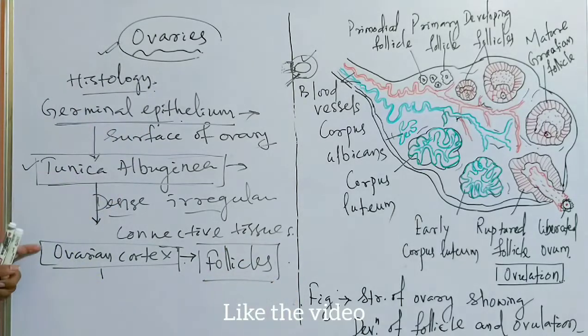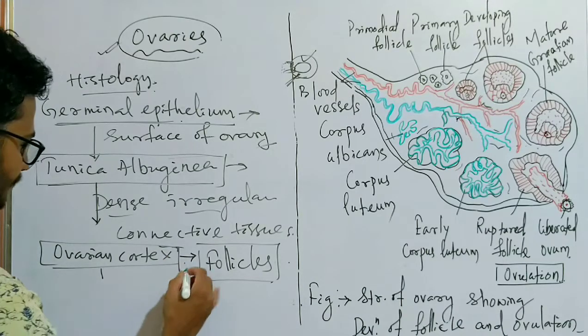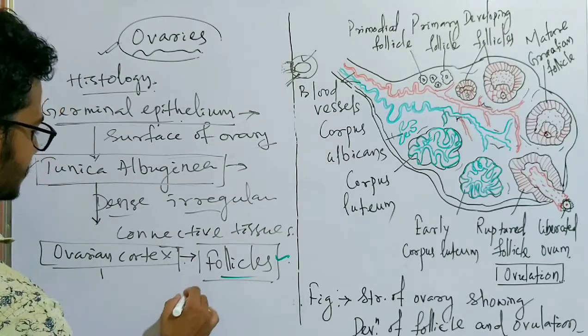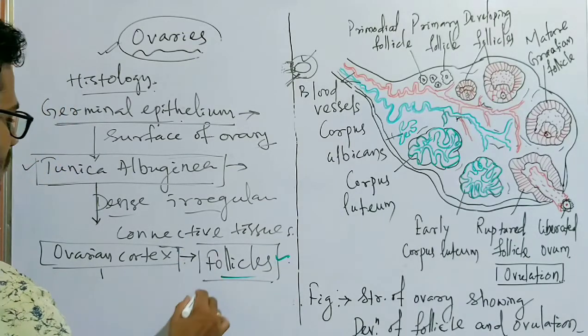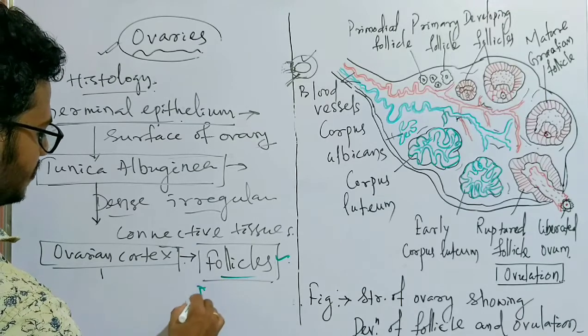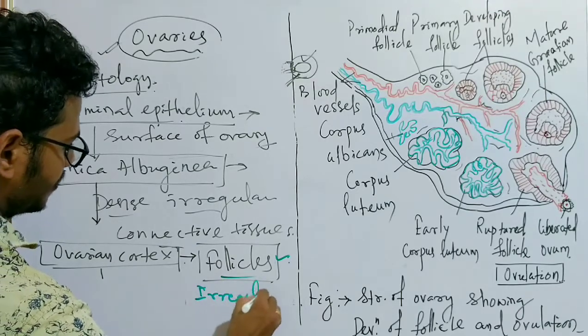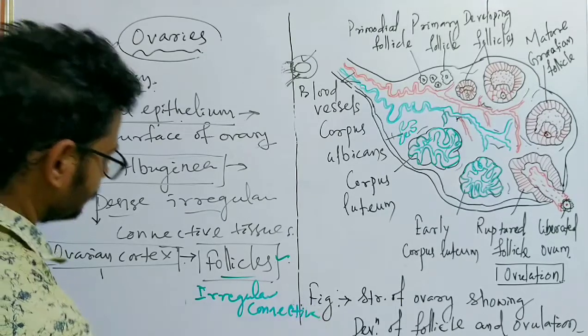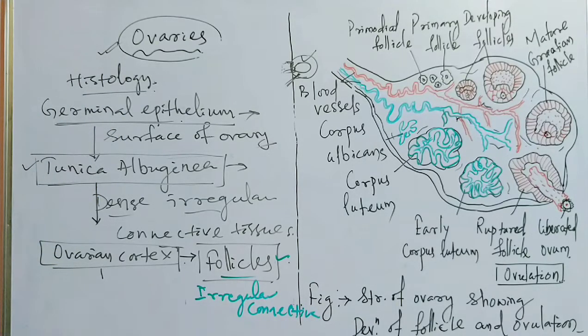Okay, so follicles are present in this ovarian cortex, surrounded by dense, irregular connective tissue. Here there is also irregular connective tissue. Okay, so follicles are surrounded by dense, irregular connective tissues.